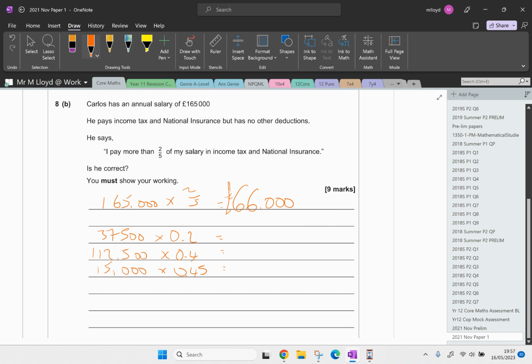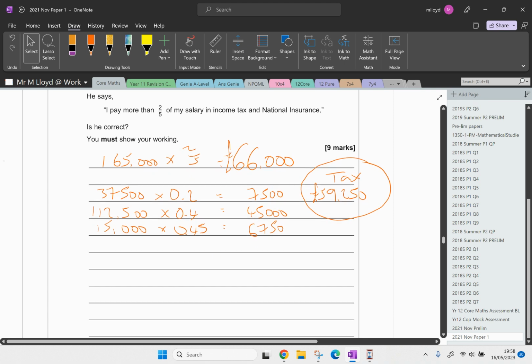37,500 times by 0.2 gives us 7,500. 112,500 times by 0.4, that's 45,000. And then finally, 15,000 times by 0.45 is 6,750. So add all of these up: 6,750, add 45,000, add 7,500. That is 59,250. Now that is just tax. We've still got to work out the national insurance.